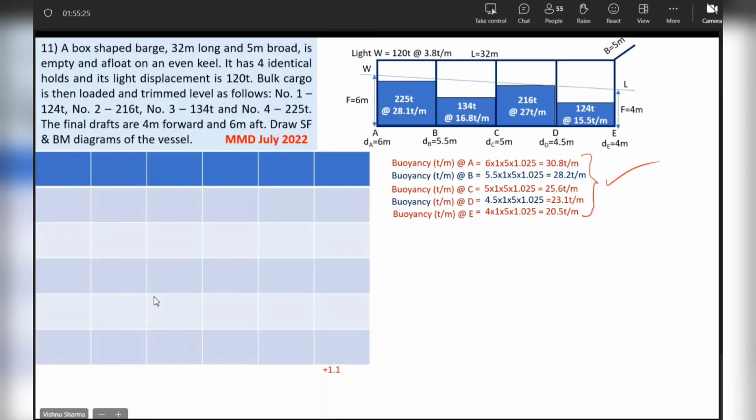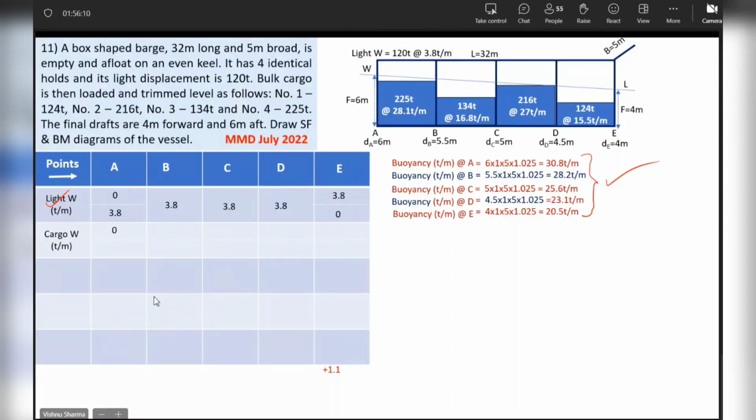We make the load table for 5 points, A to E. For light displacement, it is 3.8 tons per meter, written right on top, beta. You can see 120 tons at 3.8 tons per meter. So A and E will be divided into 2. Nothing new about it. 0, 3.8, 3.8, 3.8, 3.8, 3.8. Everybody good with this entry, the light displacement entry? Then the cargo is also not an issue. You already have dealt with it. All the points will be divided into 2 parts.